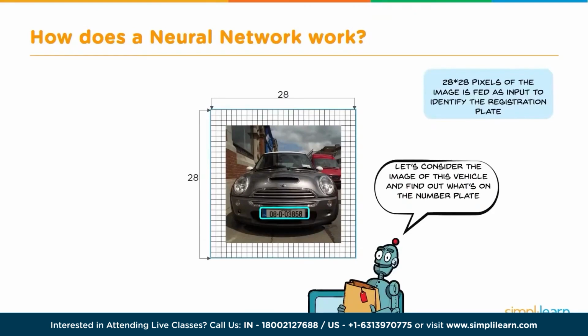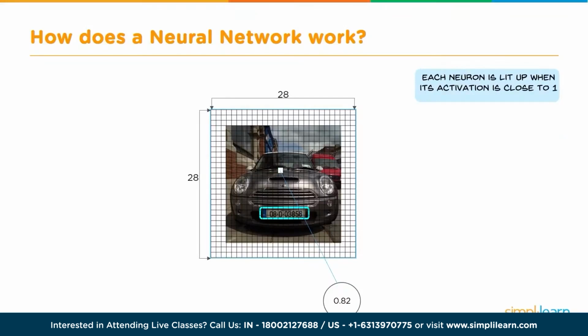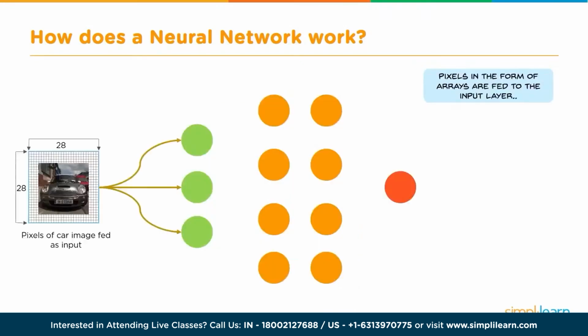The picture itself is 28 by 28 pixels, and the image is fed as an input to identify the registration plate. Each neuron has a number called activation that represents the grayscale value of the corresponding pixel range. And we range it from 0 to 1: 1 for a white pixel and 0 for a black pixel. And you can see down here we have an example where one of the pixels is registered as like 0.82, meaning it's probably pretty dark. Each neuron is lit up when its activation is close to 1. So as we get closer to black on white, we can really start seeing the details in there. And you can see again the pixel shows this one up there. It's like part of the car. And so it lights up. So pixels in the form of arrays are fed to the input layer.